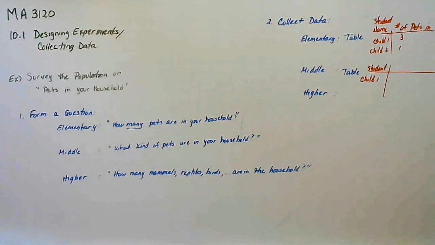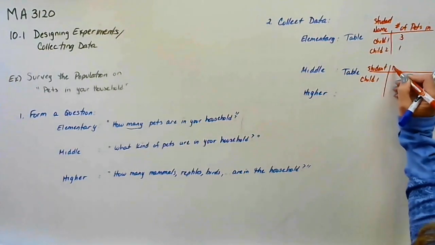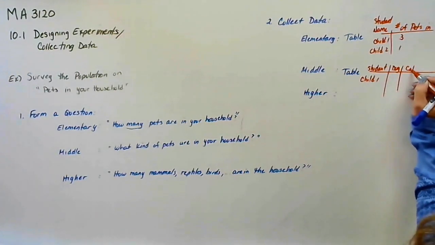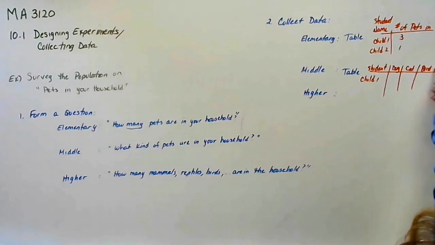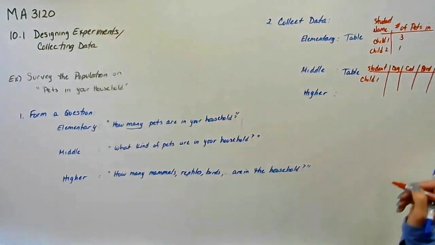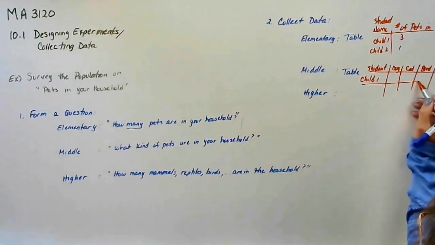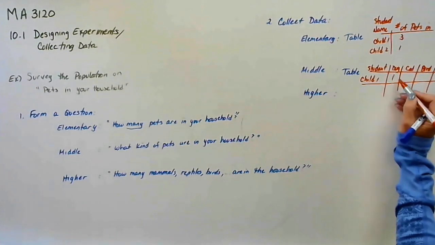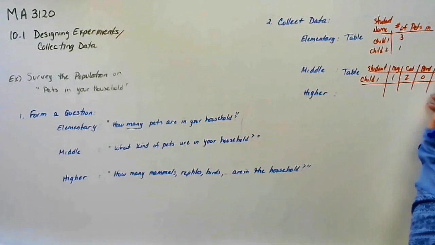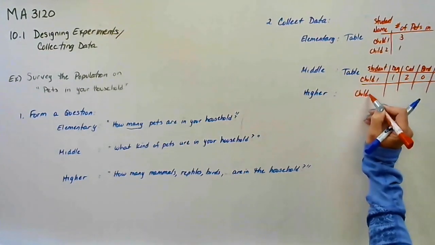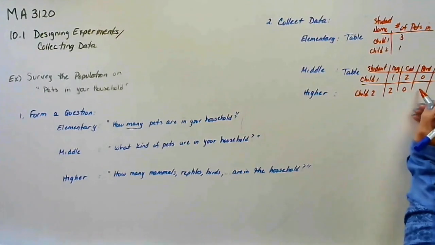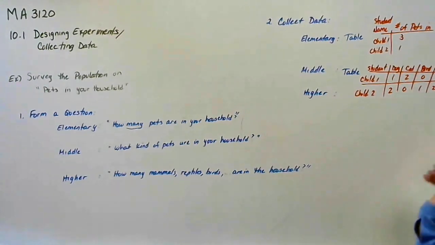But now what kind of pet do you have? Well, we have dog, we have cat, we have bird, and you have a list of all the potential pets that you decide you want to include. I have fish at the end. And child number 1 fills in the chart that says, well, I have 1 dog, 2 cats, no birds, no fish. But child number 2 has 2 dogs, no cats, 1 bird, and 20 fish or something, if you decide to count fish as an individual. And so you're making a table, but now that table has a little more detail to it.